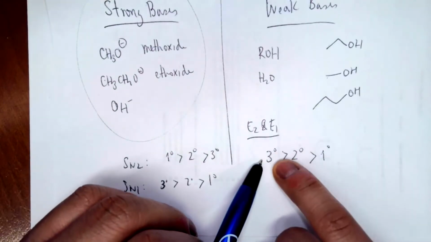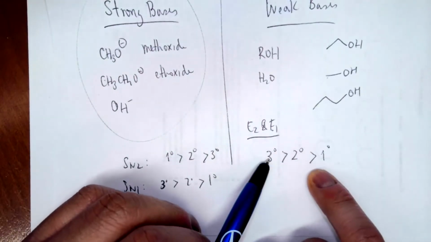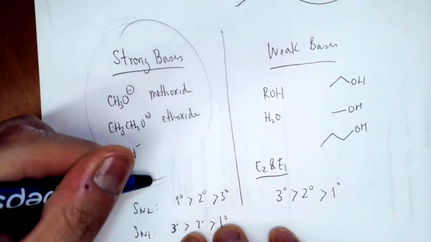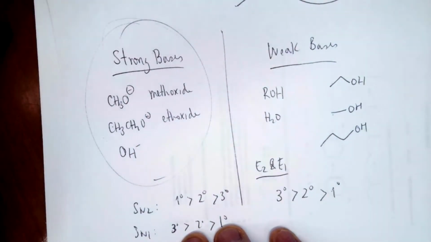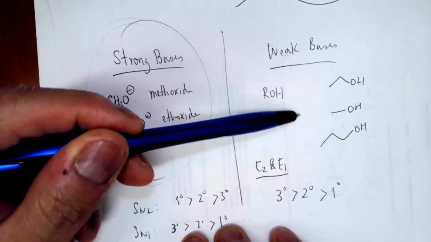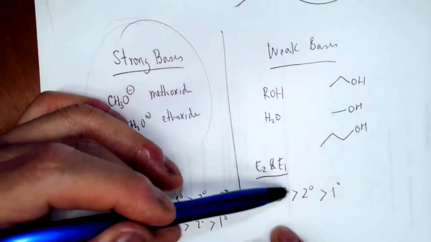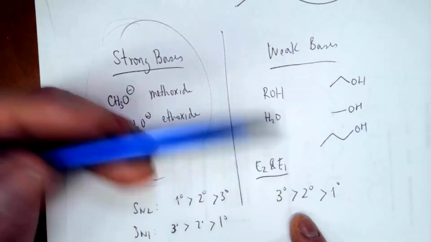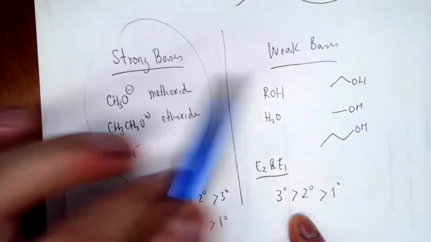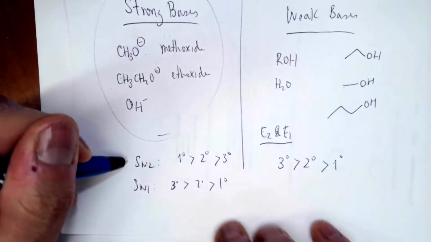Then how am I going to judge? How do I know if it's an E1 or an E2 reaction? You will only decide based on the bases. Don't look at the substrate, only look at the bases. Strong bases, E2; weak bases, E1. Does it matter if it's a primary, secondary, or tertiary substrate? No, it doesn't matter. What matters is only the base.